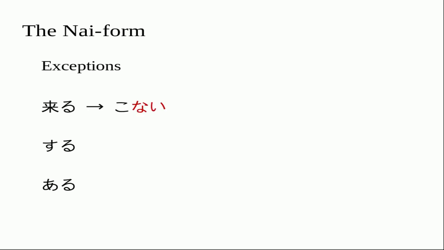So kuru becomes konai, as in don't come. Suru becomes shinai, as in doesn't do. So doesn't come, doesn't do. And of course, aru becomes nai, as in doesn't exist. So yeah, those are the three exceptions. And with that, we are done with the negative form. That is it. It is as simple as that.